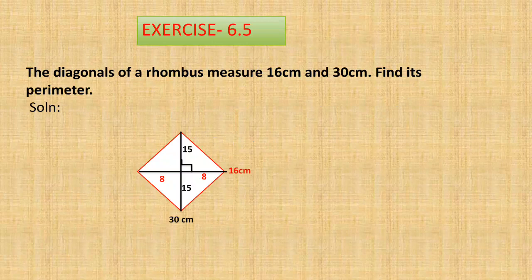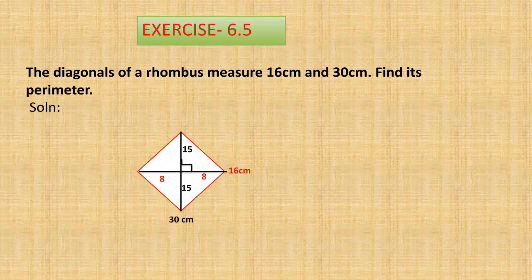Here we are having a rhombus figure. In that, first draw the diagonals. One diagonal is 16 cm, another one is 30 cm. You can see here both the diagonals are intersecting at the center. When intersecting, the diagonals are dividing each other equally. So, we are splitting the measurement to both the sides.